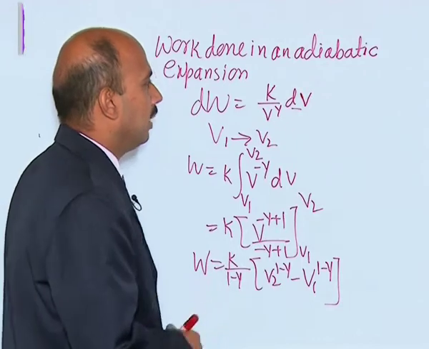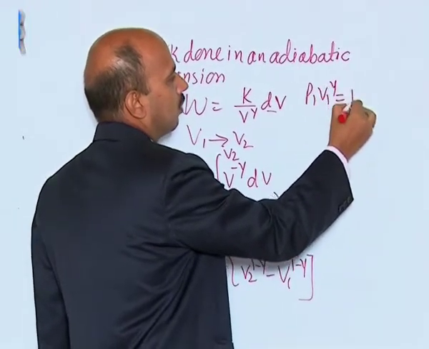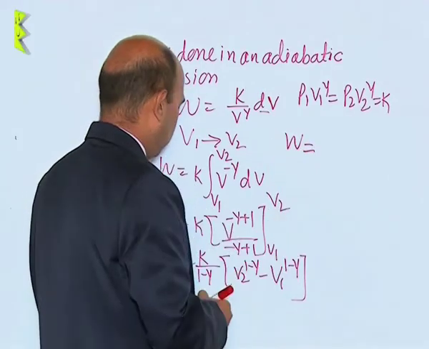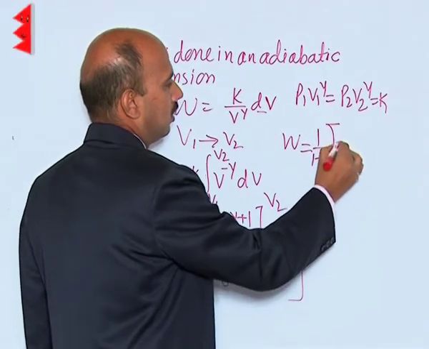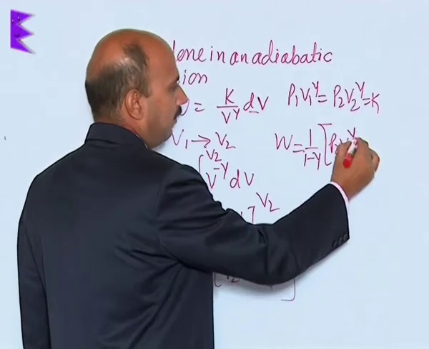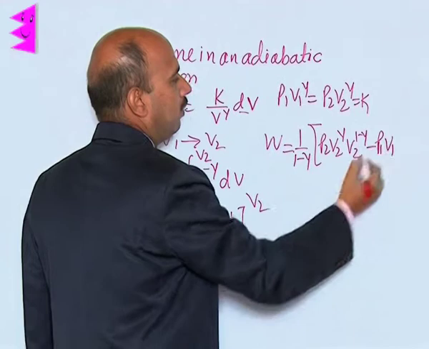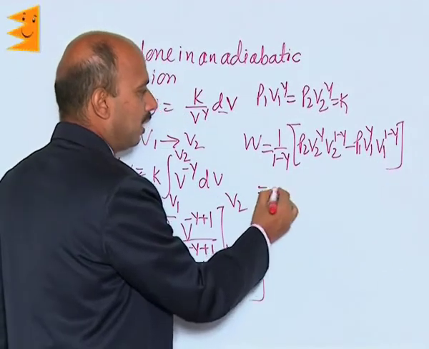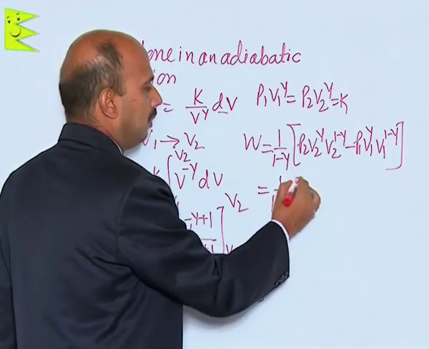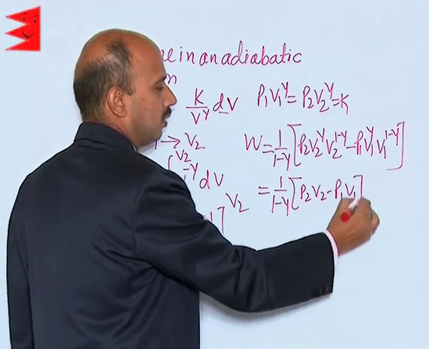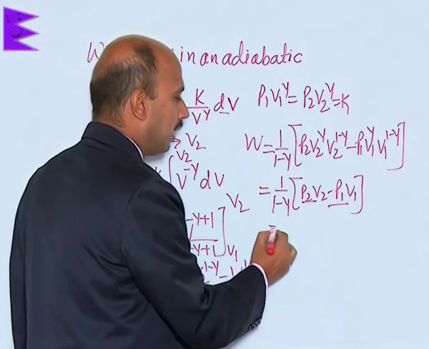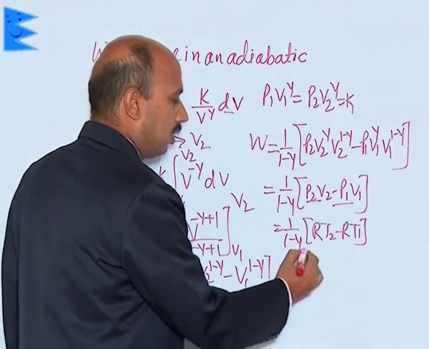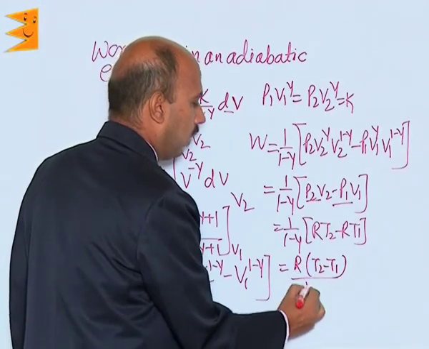Now, in place of K we can write P1 V1 raised to power gamma is equal to P2 V2 raised to power gamma is equal to K. So, that will be W is equal to 1 upon 1 minus gamma into P2 V2 raised to power gamma and V2 raised to power 1 minus gamma, minus P1 V1 raised to power gamma and V1 raised to power 1 minus gamma. If you solve it, you will get P2 V2 minus P1 V1. And now, in place of P2 V2 we can write RT2 minus RT1 upon 1 minus gamma. So, we can write R into T2 minus T1 upon 1 minus gamma.